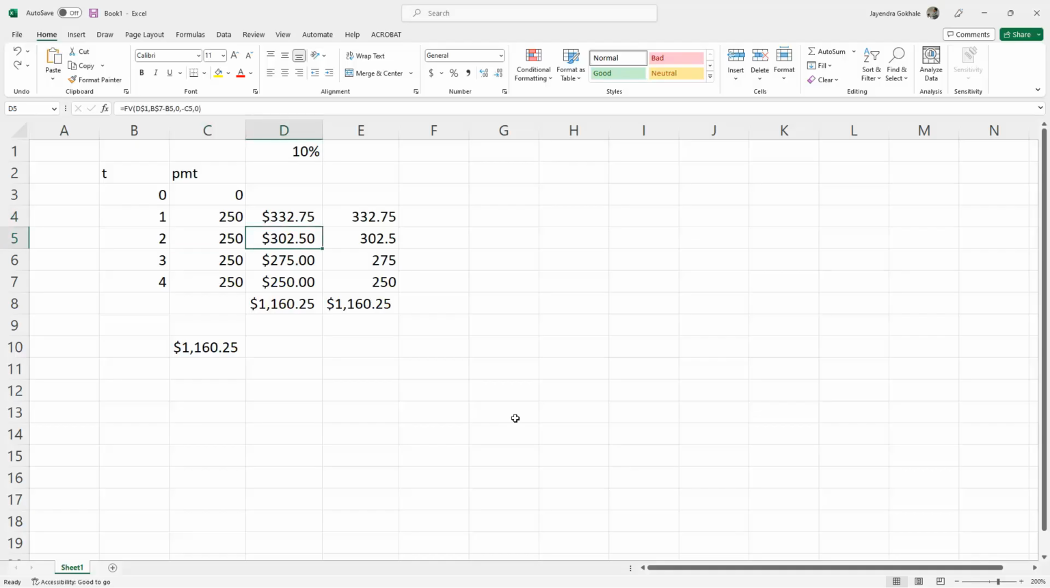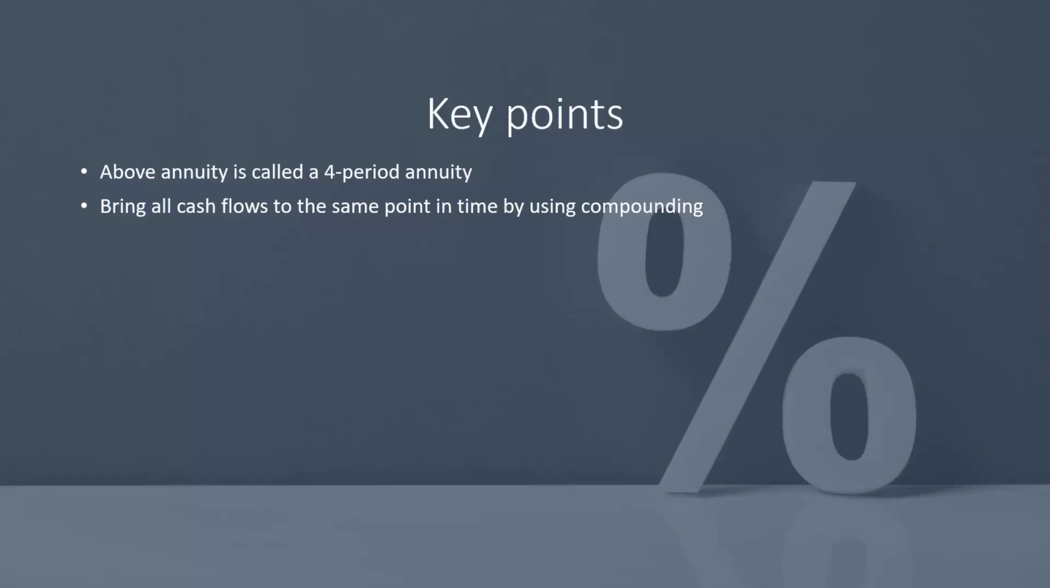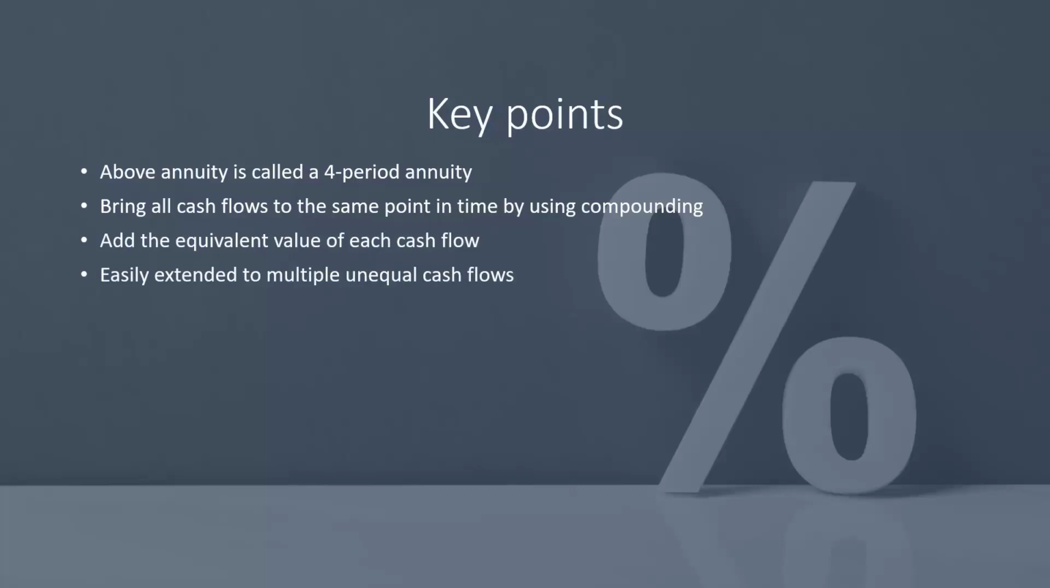In this case, we've compounded it to find out the future value. We could even discount it to find out the present value, which I'll show in just a minute. So then we add the equivalent values of each cash flow to obtain a single equivalent future value or a present value of the annuity. Now this is easily extended to multiple unequal cash flows, as I just showed in the previous minute.